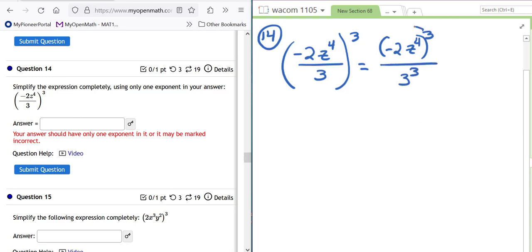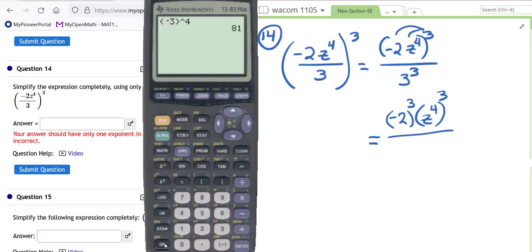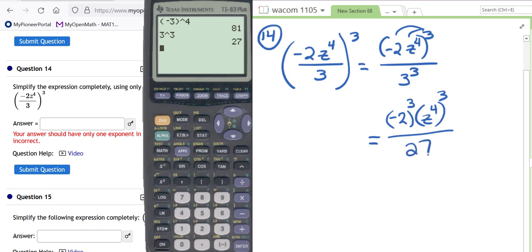And then this will be a product to a power, so it's going to go down to each one. I'm going to go down to have enough room. So I will have negative 2 to the 3rd, z to the 4th to the 3rd, and I'll work those out. 3 to the third will be a calculator problem. Should be 27. Right, and negative 2 to the third is going to give me a negative 8.